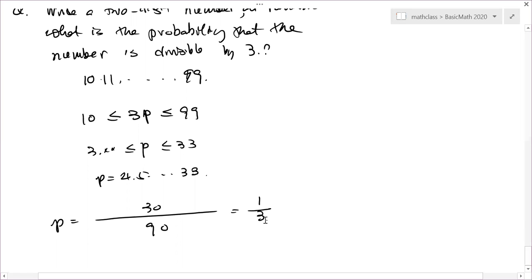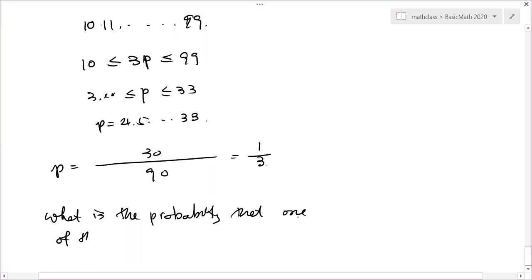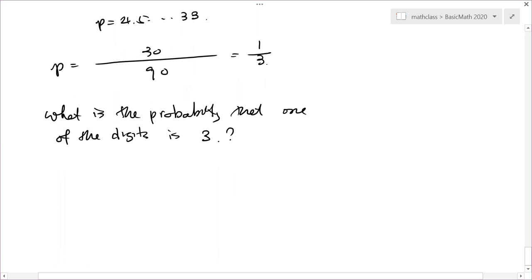Now, if I modify the problem, can you do that? What is the probability that one of the digits is 3? That will be slightly different, right? So the denominator is still 90. The question is, how do you count? Remember, we did a similar problem. How do we count the number of numbers containing 3? One of the digits.